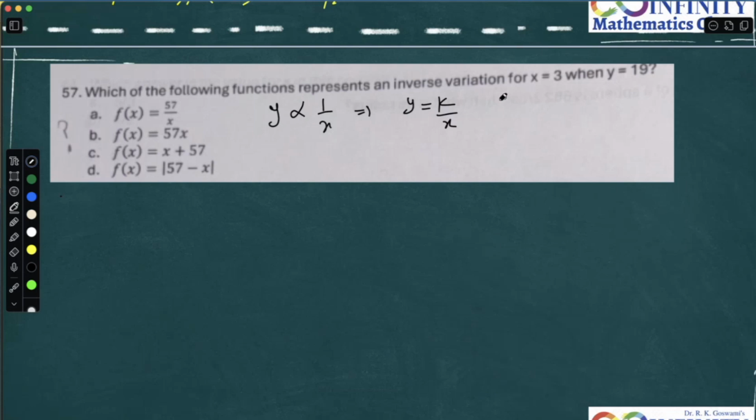So now what is the value of k? k is going to be xy. x is 3, y is 19, so it is going to be 57, which is what I can see in part A. I'm expecting that this is going to be the right answer. Okay, so let us go to the next question, 58.